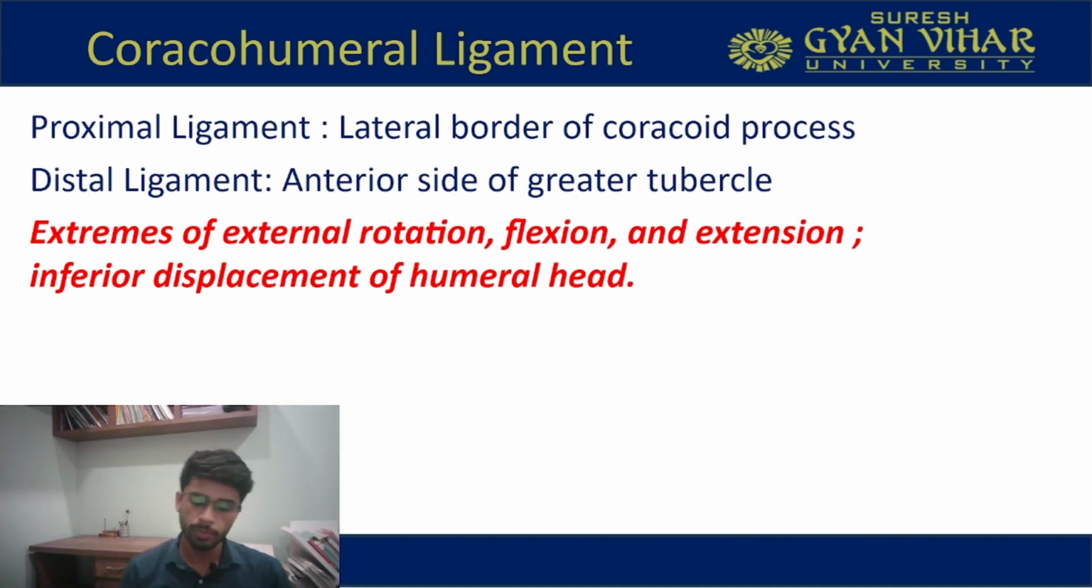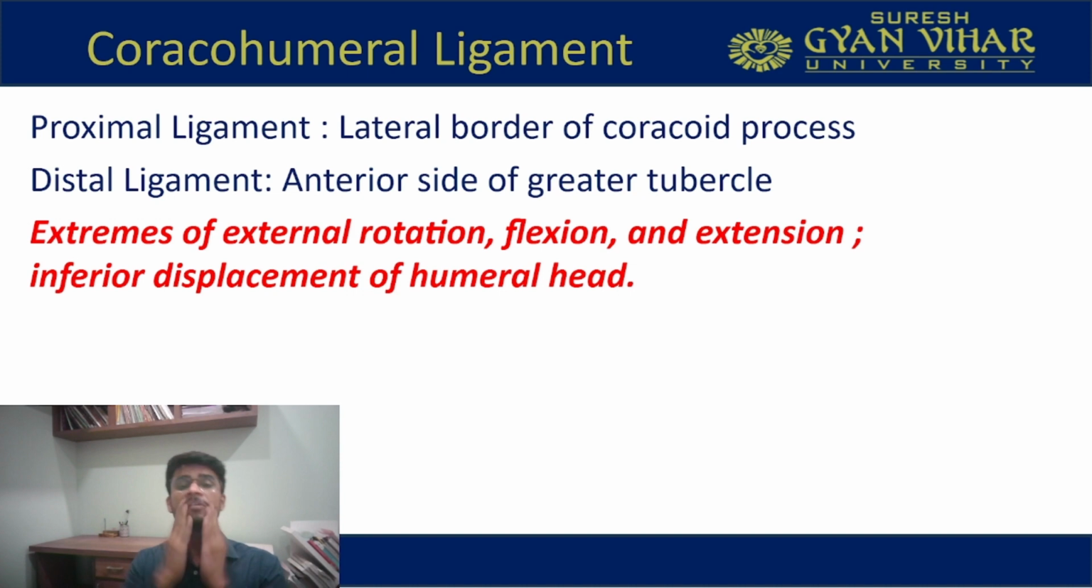Now, the coracohumeral ligament comes from the coracoid process, as the name suggests, coming from the coracoid and attaching at the humerus. Proximally it comes from the lateral border of the coracoid process and it attaches distally on the anterior side of the greater tubercle. The function of the coracohumeral ligament is to restrict the extremes of external rotation, extremes of flexion, extremes of extension, and inferior displacement, because it is present on the superior side.